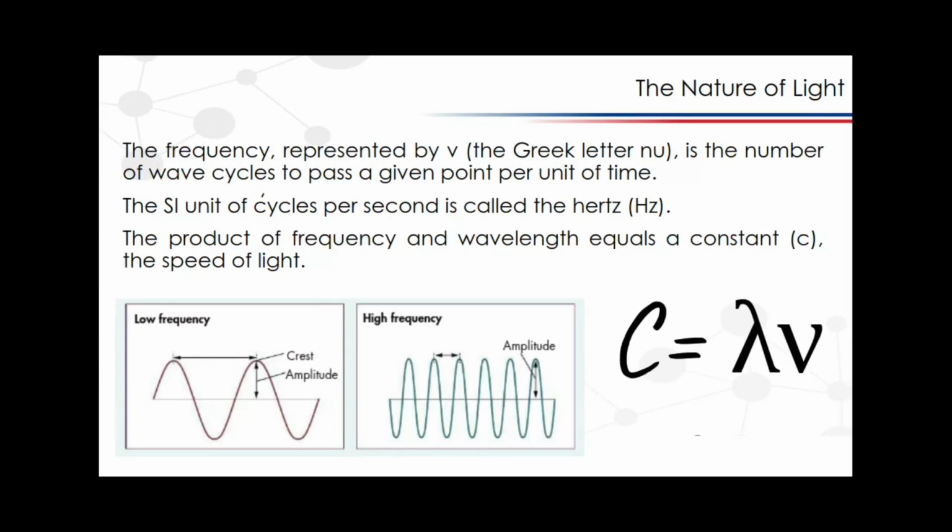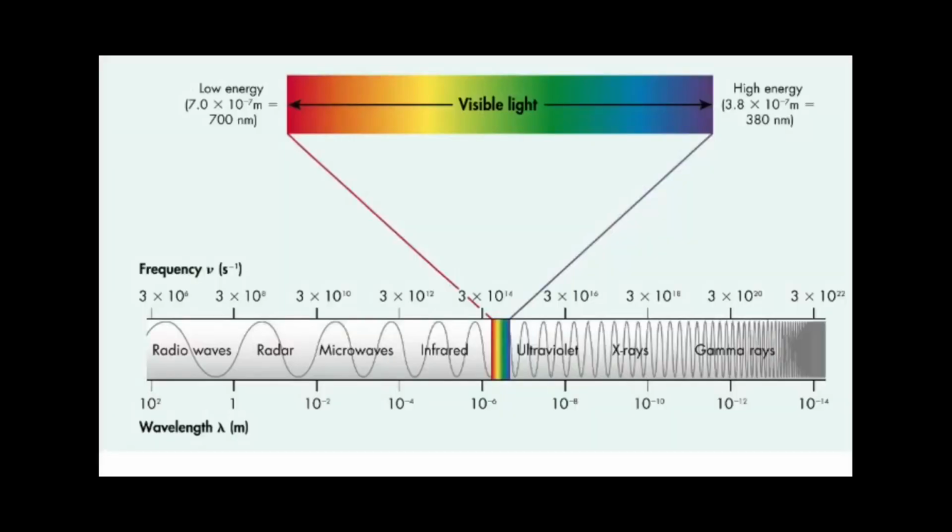The frequency nu and the wavelength lambda of light are inversely proportional to each other. As the wavelength increases, the frequency decreases. According to the wave model previously shown, light consists of electromagnetic waves. Electromagnetic radiation includes radio waves, microwaves, infrared waves, visible light, ultraviolet waves, X-rays, and gamma rays.